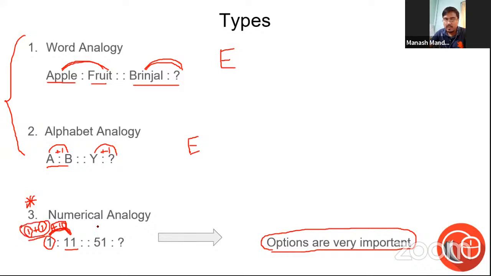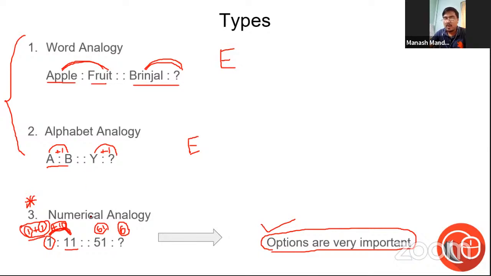Here if we use plus 10, it will be 61, and if we add the digits, it will be 6. Now the answer depends on the options. If 61 is there in the option, that will be the correct answer. If 6 is given in the option, that will be the correct answer. Both won't be given in the option, so don't worry about that. This is the reason options are very important in numerical analogy. Okay, so now we have understood what kind of questions can be asked in exam.